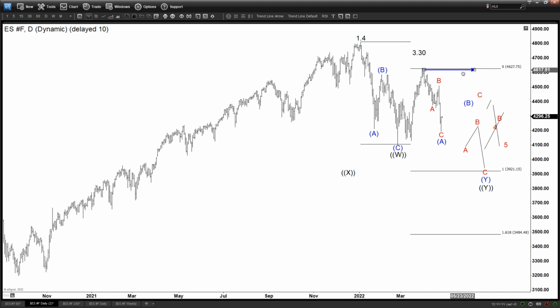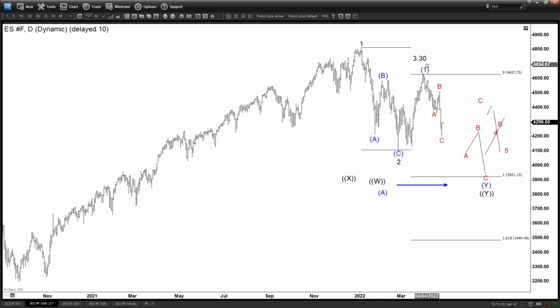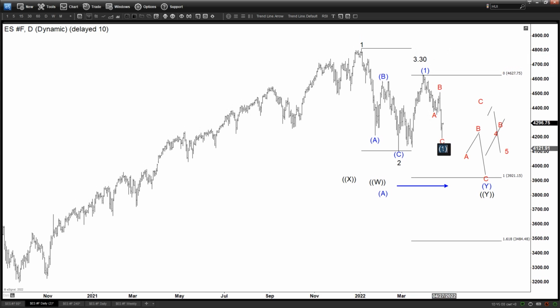The alternate means this is actually just an ABC correction, all right? And let's say this is the end of this three-wave correction. You can call this whatever you want. Let's call this W1, and this is your W2, and then this is another W1, and this will be your ABC W2, and then going up again. Now that is the alternate. If that happens, then our view is not correct, obviously, right? But that's not what we are calling.